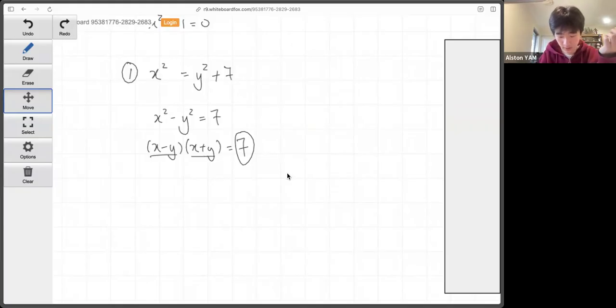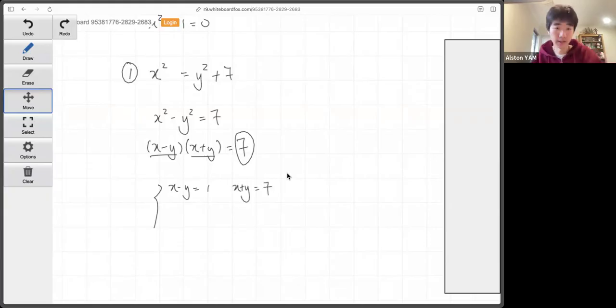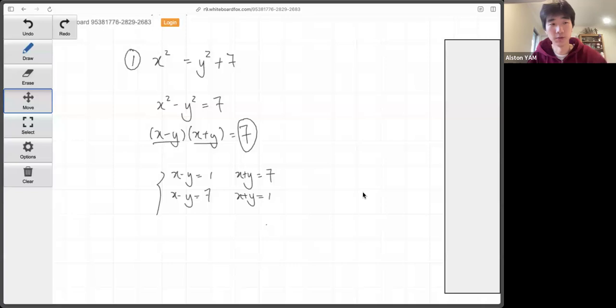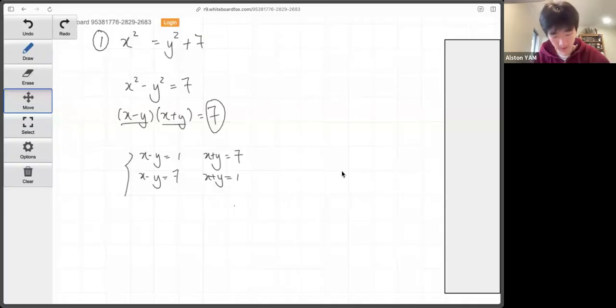So in this case, we have these cases. What are the factors of 7? Well, that's just 1 and 7. So we can have x minus y is equal to 1, x plus y is equal to 7. That's one of the cases. Or, keeping it in the positives, x minus y can be 7, and x plus y can be 1. All of these we can solve with simultaneous equations. It's pretty straightforward, so I don't think there's any need to go into that.